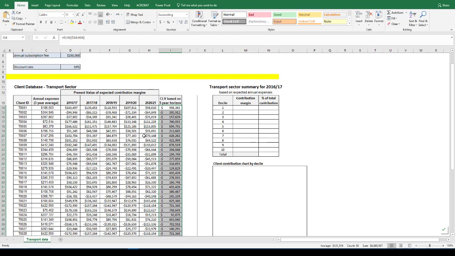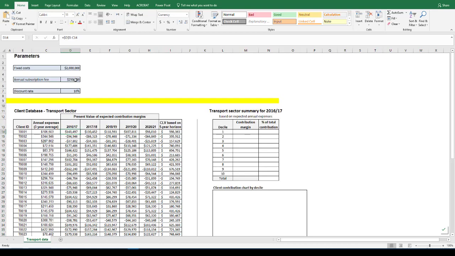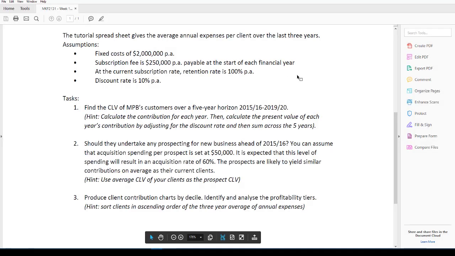Once again, I'll repeat that we have to get the differences between the annual subscription fee and annual expenses for the year that we are in, and then we have to account for the discount rate, which is 10%, based on the formula that I showed you before, and you calculate the contribution margin for each year and sum up these values to get the CLV based on 5-year horizon. Simple as that. So now let's come back to the case.